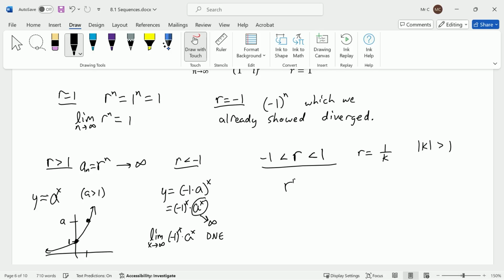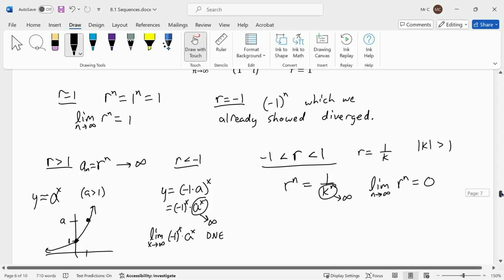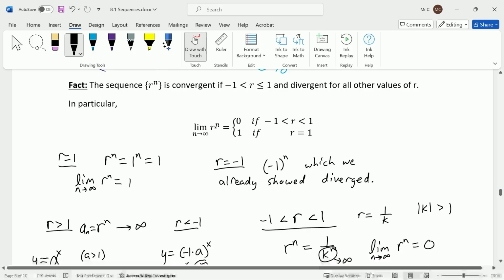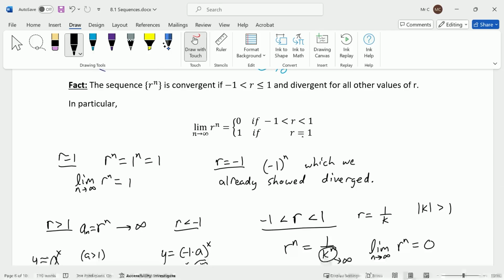And so r to the n can be thought of as 1 over k to the n. And since k to the n will go to infinity, that means the limit as n goes to infinity of r to the n will be 0. Okay, so kind of a lot to go through to make all that clear, but the big point here is that whenever I see a sequence of this form r to the n, I know if r is between -1 and 1, the limit is 0, and if r is 1, it's 1, and it diverges in any other case.